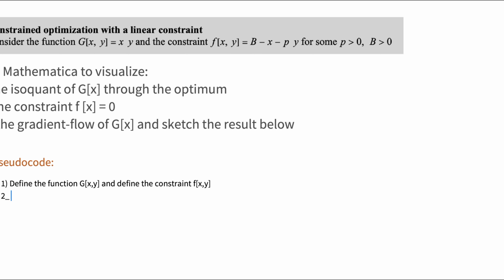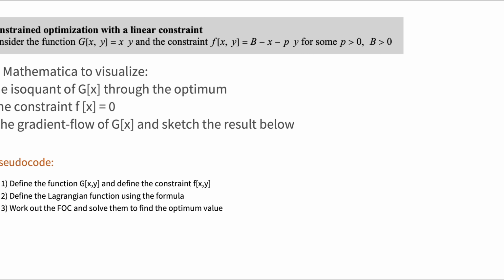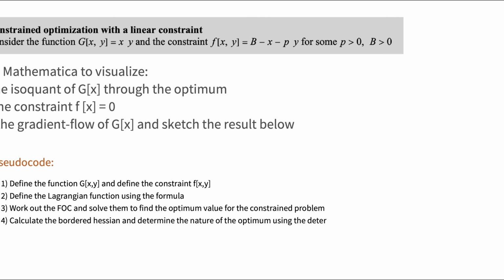Step 2 would be to then find the Lagrangian function using the formula which we saw before. Step number 3 would then be to work out the first order conditions and solve them to find the optimum value for the constrained problem. Step number 4 would be to calculate the bordered Hessian and determine the nature of the optimum using the determinant.